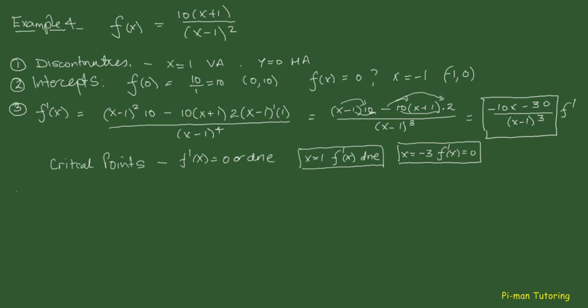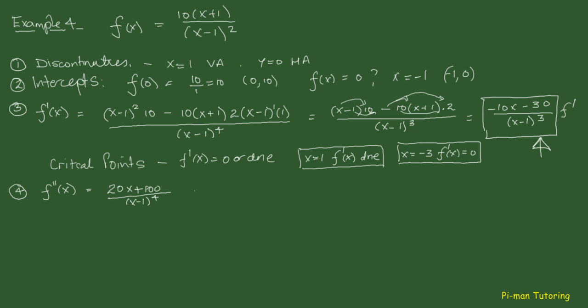Next we do the second derivative. Again, we need to use the quotient rule. Now I'll let you work through that, but basically we're taking the derivative of this function over here. And using the quotient rule, you should be able to prove that f double dashed is equal to 20x plus 100 divided by x minus 1 to the power of 4.